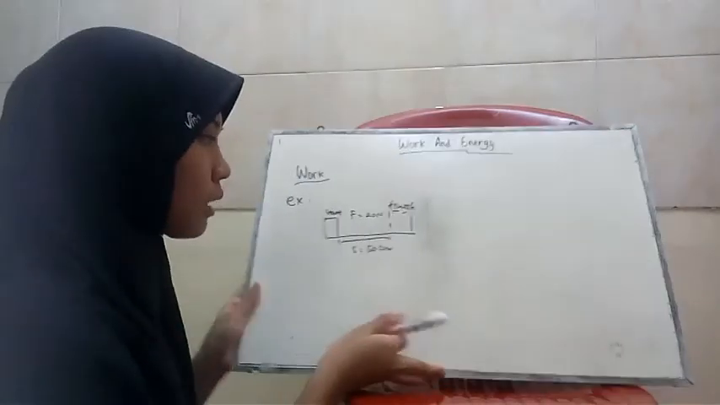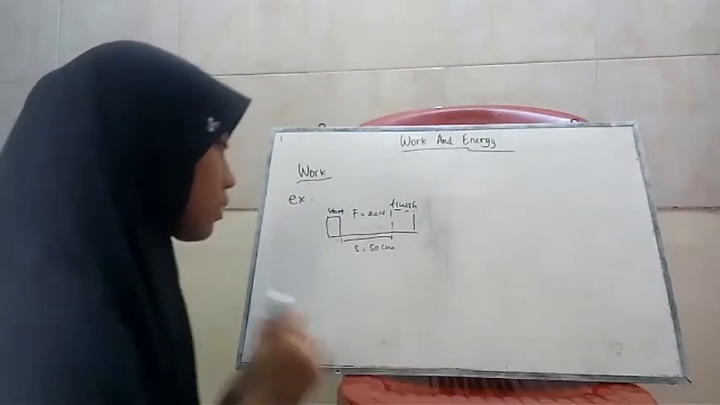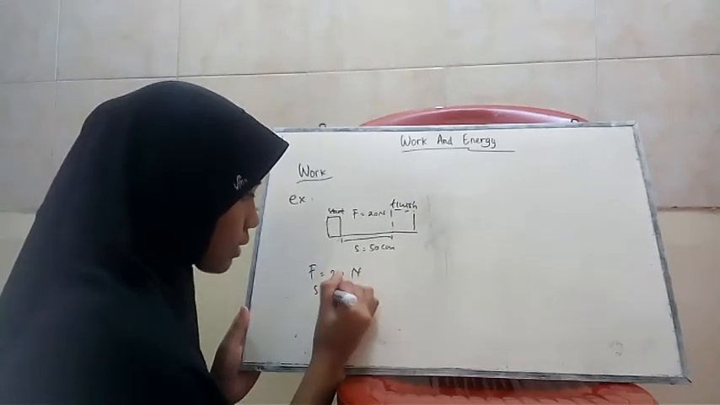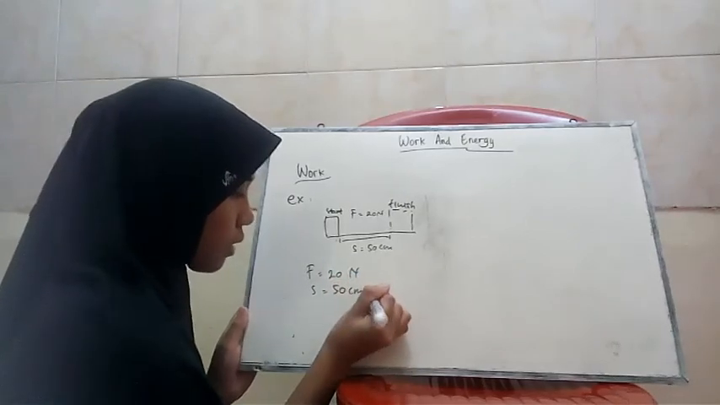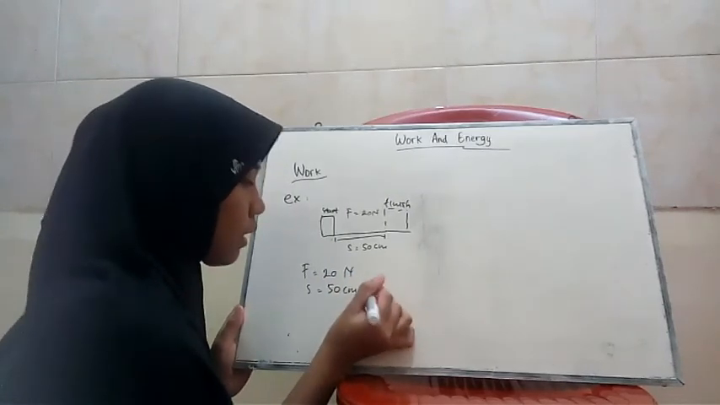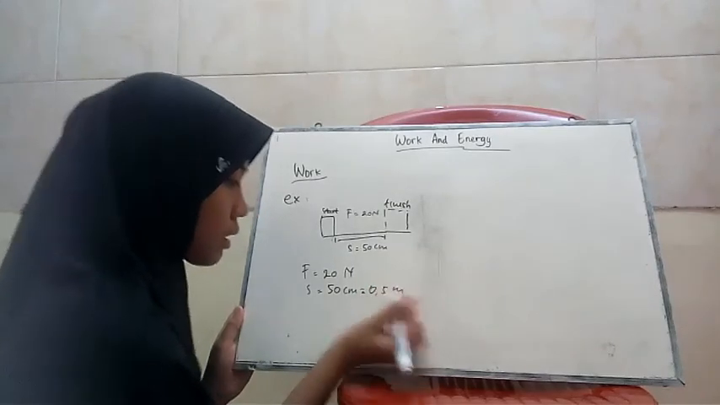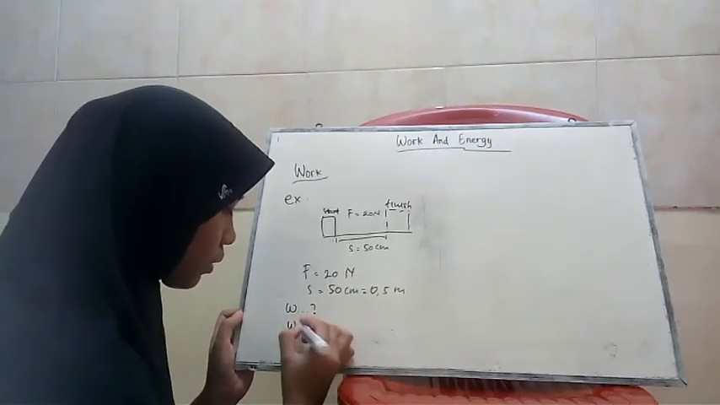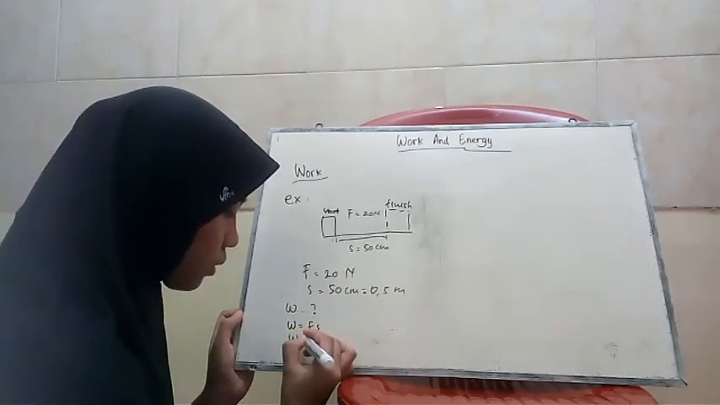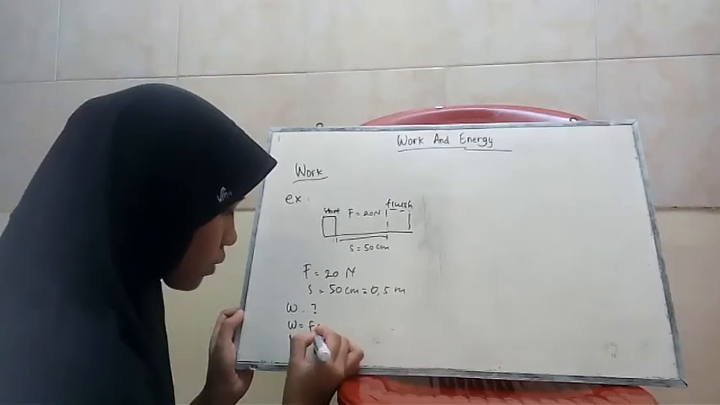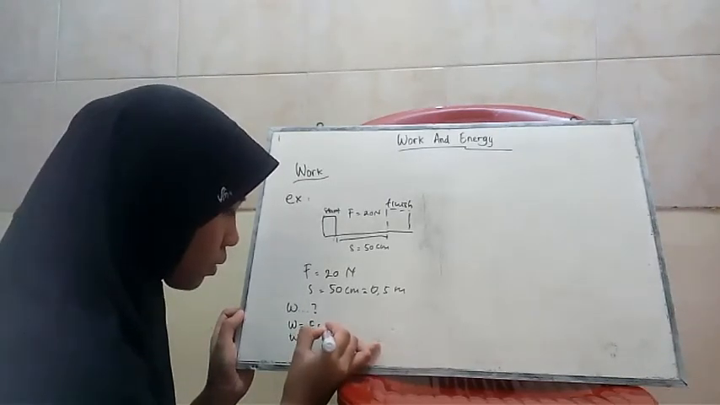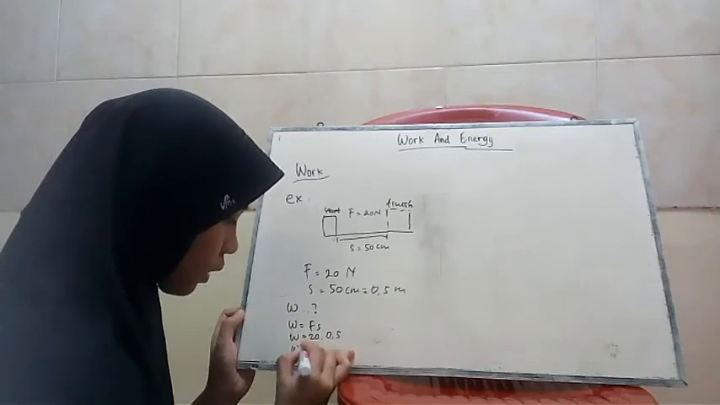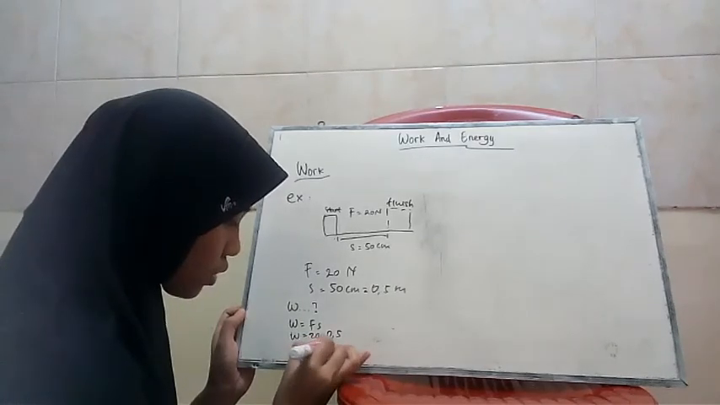From this picture we know that F equals 20 newton, S equals 50 centimeters equals 0.5 meters, and then we want to know the work. W equals F S. W equals 20 times 0.5. Work equals 10 joule.